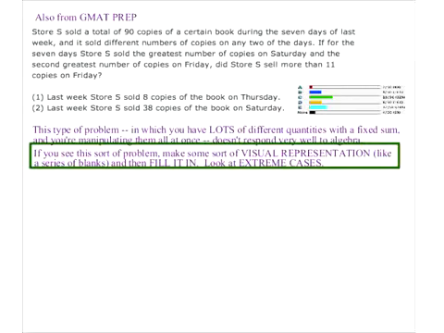First of all, let's make sure we understand the question, because this question is sort of weird. If you're relatively new at data sufficiency, you may even have some issues with just understanding what's going on in this problem in the first place. But did store S sell more than 11 copies on Friday? So that means what we're doing here is, must be more than 11 would be sufficient. So that would be sufficient.